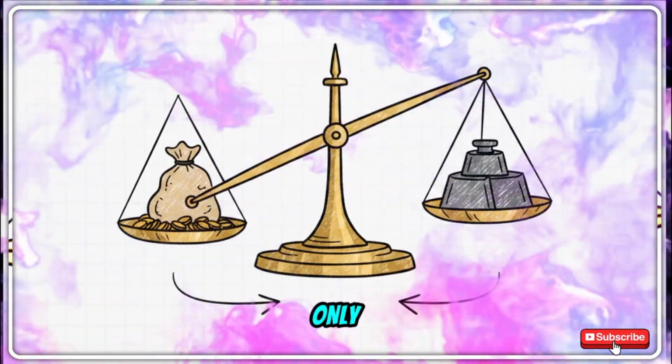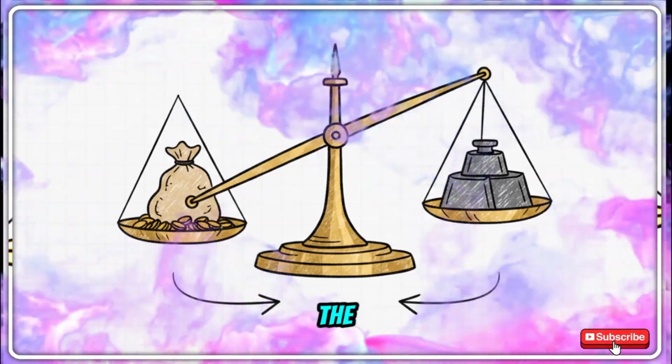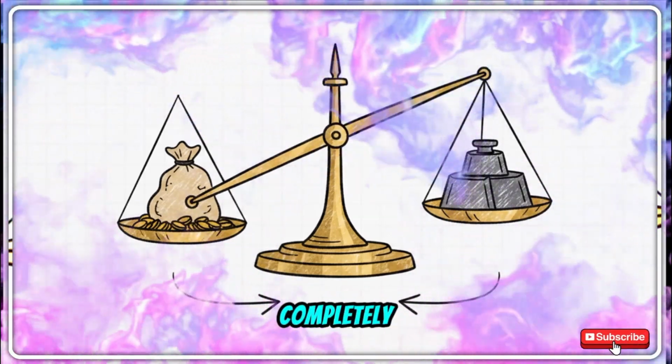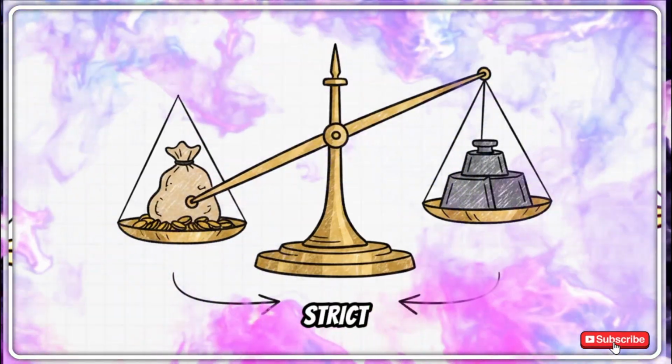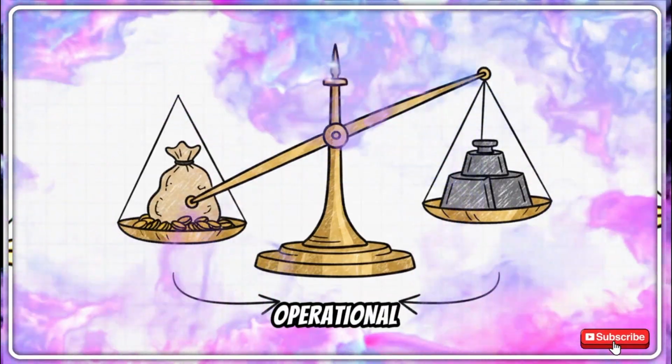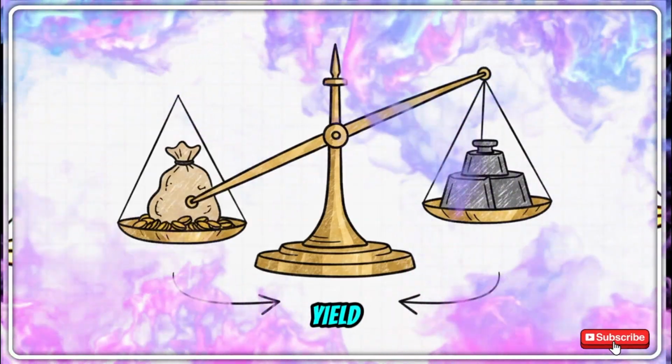If your business is only making $20,000 in profit, the $4,000 in maintenance costs will completely wipe out any self-employment tax savings you might have generated. It's a strict analytical balancing act of operational cost versus mathematical yield.